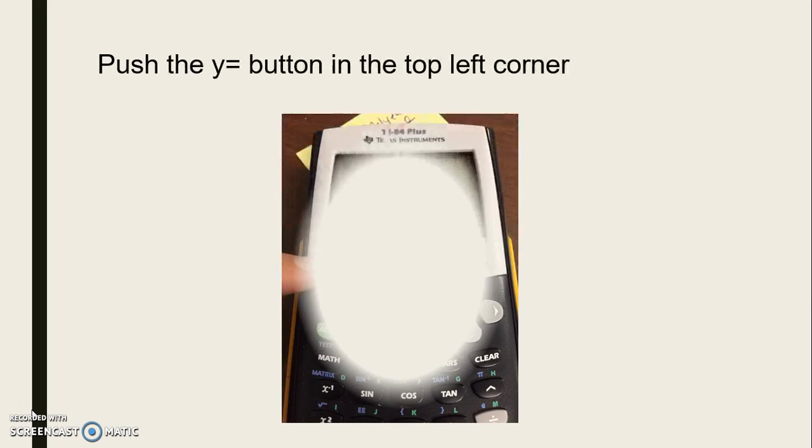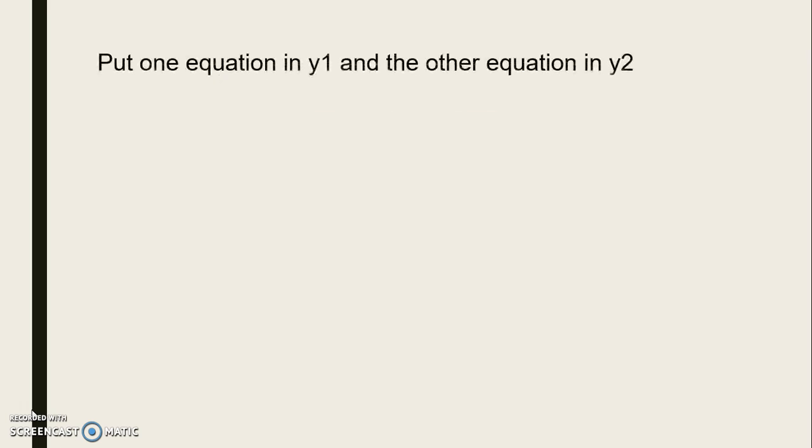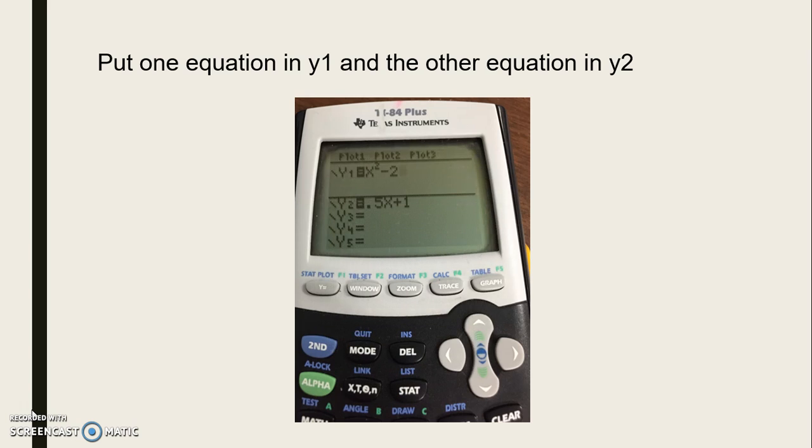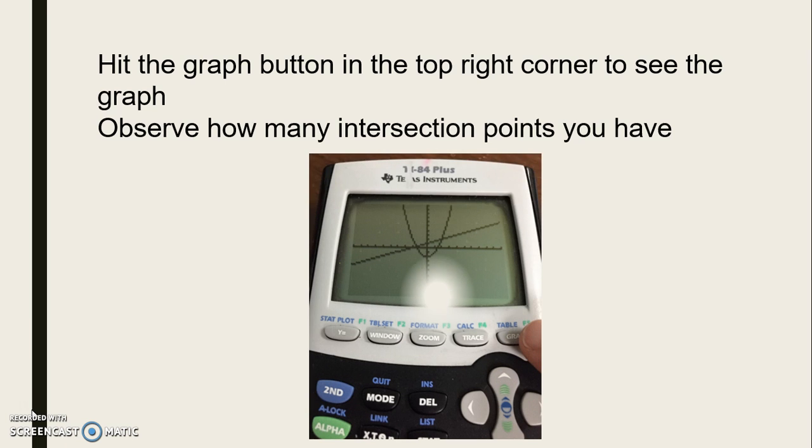So what I've done here is I've shown you what this is going to look like when you use the calculator in class. There's the Y= button. That's what you're going to hit first. You're going to put one equation in Y1, one equation in Y2. I've used a quadratic and a linear function right here. And next, you're going to hit the graph button on the top right corner to see what your graph is and observe how many intersection points you have. So the graph button's over here on the right hand side, and as you can see, this is a quadratic and a linear, and it hits in two different spots.